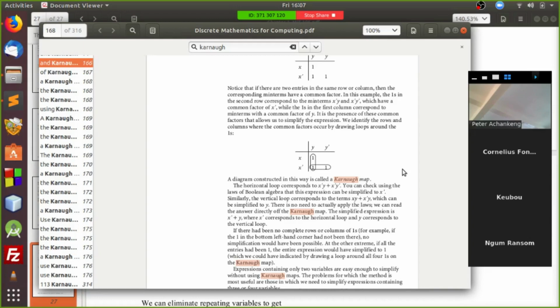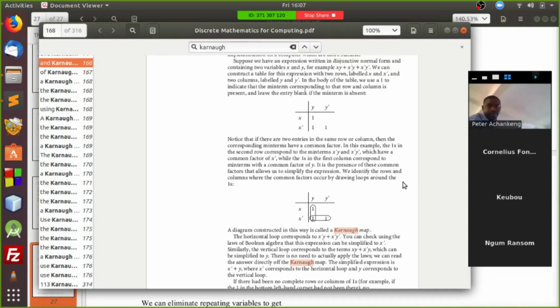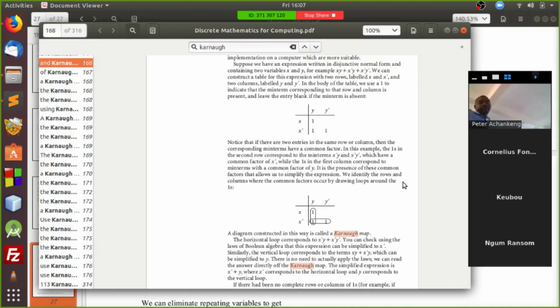And look at the next column. What is common here? X prime. The contribution of that will be X prime. So we are saying that the expression that we had earlier is equivalent to y plus X prime. We have the expression that has 3 terms: xy plus x prime y plus x prime y prime is equivalent to y plus x prime.